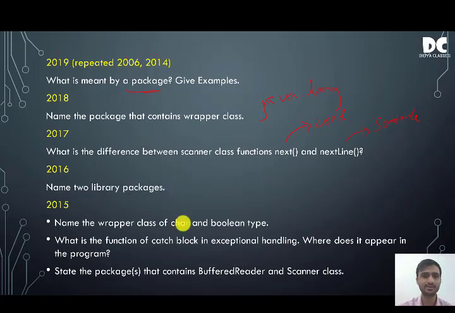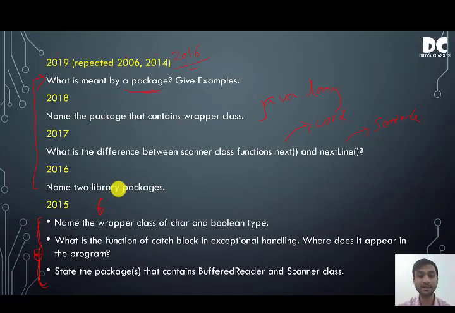Name two library packages. Basically it means the same thing. Again it was repeated in 2016. So see, it has already repeated 4 times. Name two library packages. Just give anything, java.io, java.lang, java.util. Then in 2015, 3 questions came. That is almost 6 marks of questions. So an average of 4 marks has come since 2005. So this is also an important part in theory. You have to remember all the theory parts also.